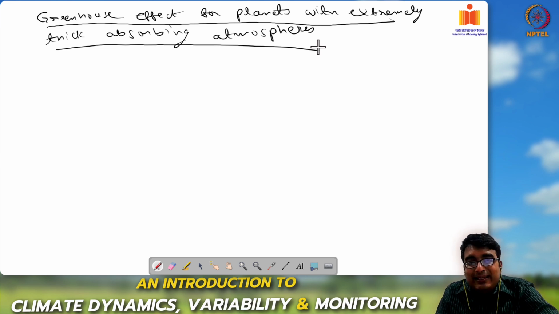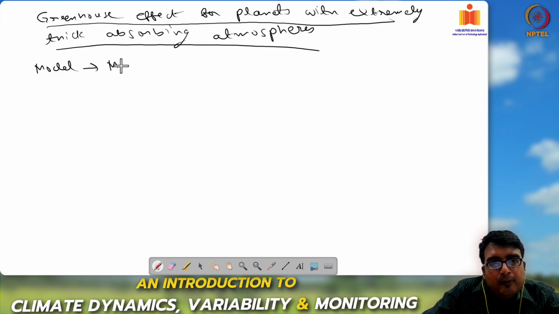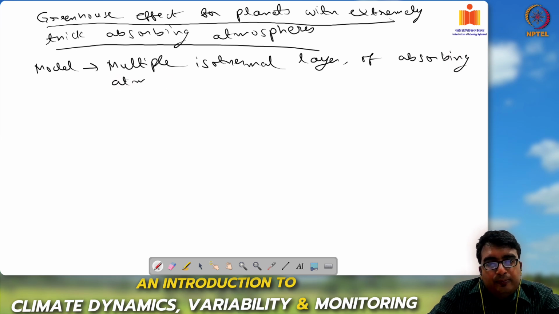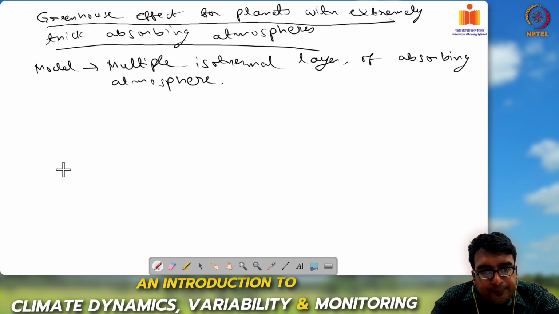Okay. So in this case, we have the model is multiple isothermal layers of absorbing atmosphere. Okay, let's understand how this system works.